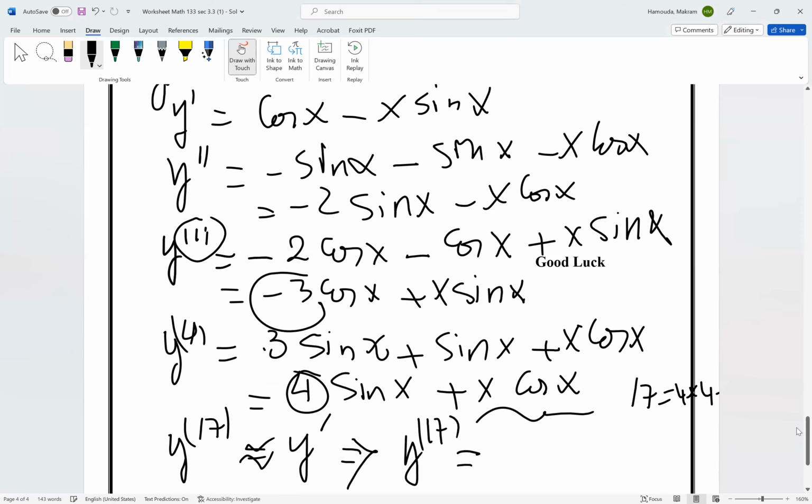If I want to compute the 17th derivative, I will have for sure this order 17 somewhere here, and it's like y prime, so I will have cosine in the first term and minus x sine x, but of course there is this plus or minus that we will have from the derivative. So in the end, I have to find that.